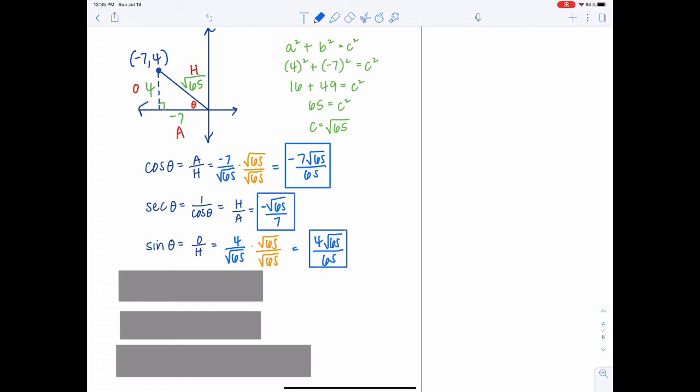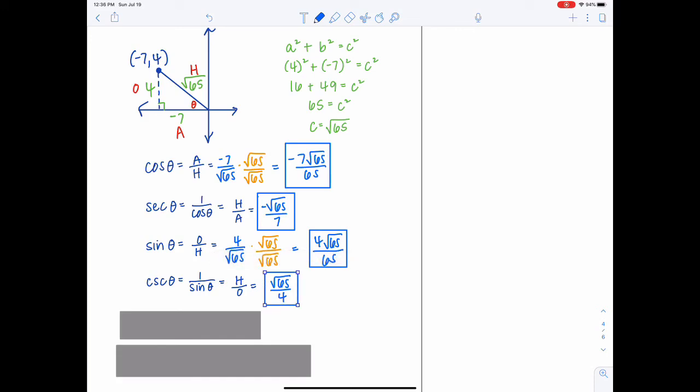Let's do the reciprocal of that one now. So we're talking about cosecant. Cosecant of theta is 1 over sine. Therefore, if we just flip our ratios, we have the hypotenuse over the opposite. So the hypotenuse is the square root of 65 over the opposite side, which is 4. And that's our final answer there.